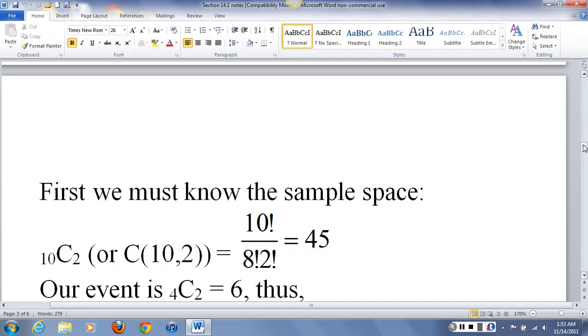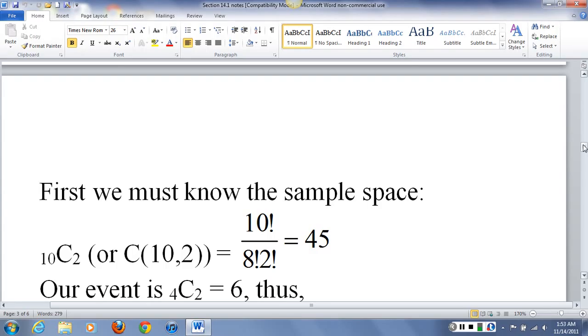In other words, we have 2 people from this group of 10 being chosen. So the sample space is how many ways can we choose 2 people from this group of 10? And we get that through a combination, because again, order doesn't matter, we're just picking 2 people. Using our combination formula, that gives us 45.